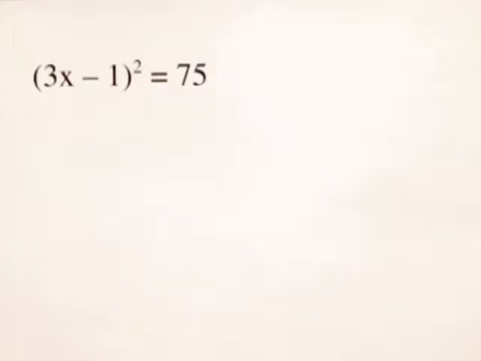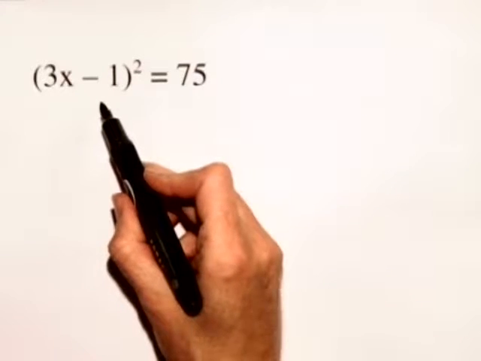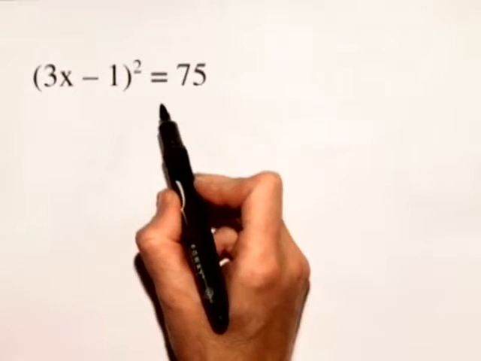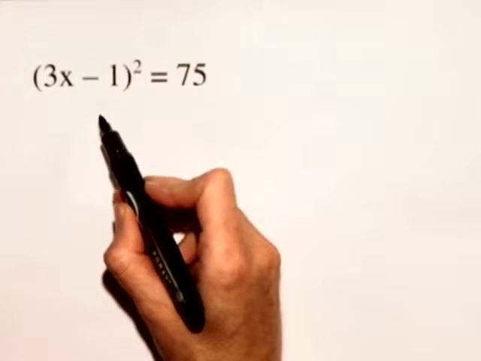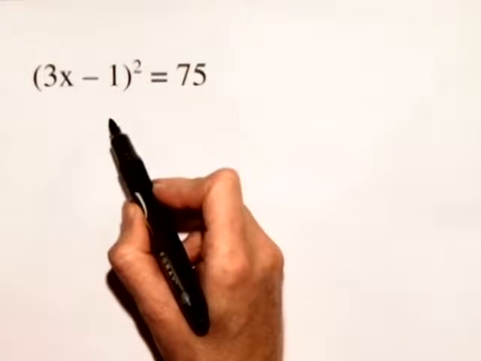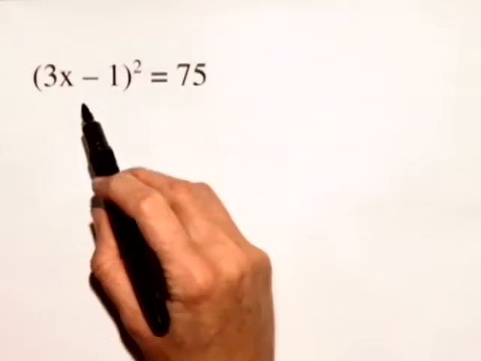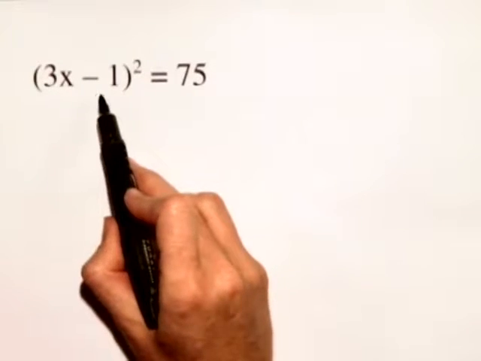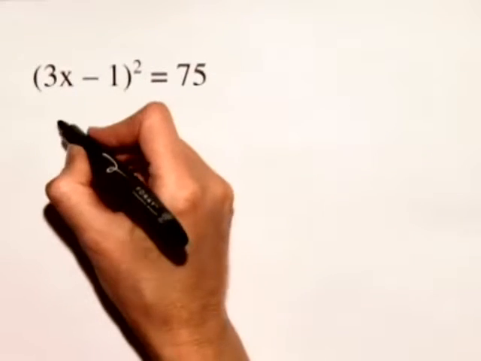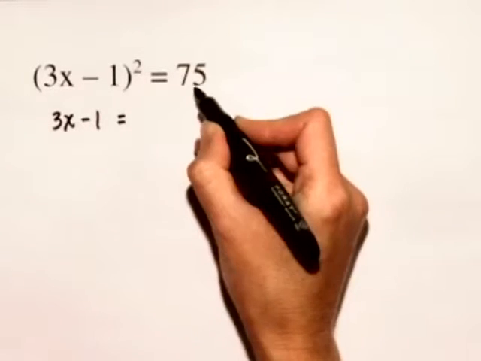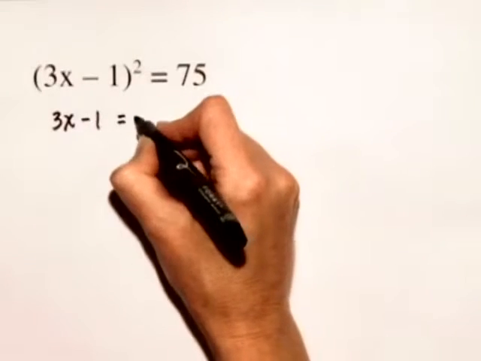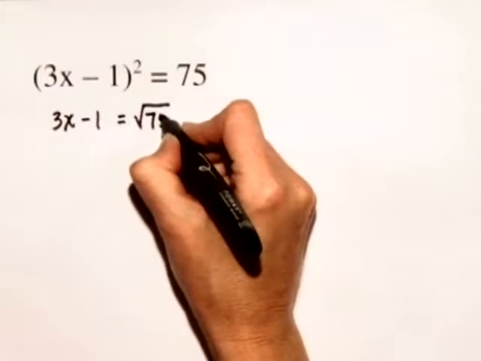For our next equation, we'll apply the square root property to solve a quadratic equation. We have the quantity 3x minus 1 squared on the left-hand side is equal to 75. So when we apply the square root property, we simply just take the square root of both sides of the equation. When we do that, the square root of 3x minus 1 quantity squared just gives us 3x minus 1 is equal to, if we take the square root of 75, we just have the square root of 75.